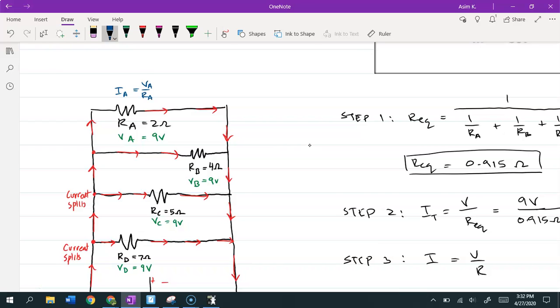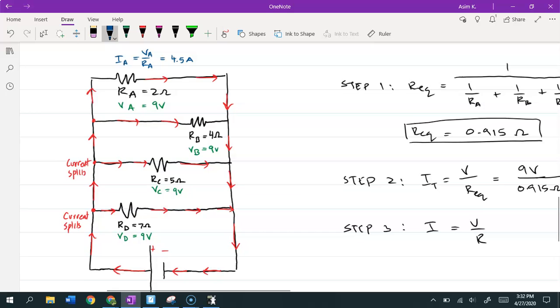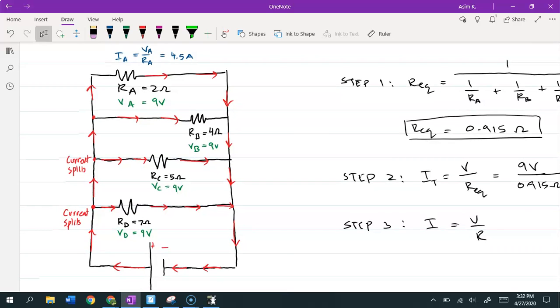All right, so the voltage divided by the resistance. That's an easy one to do. That's 4.5 amperes. That's the 4.5 amperes that runs through there. Okay, now let's take a look at the next one.